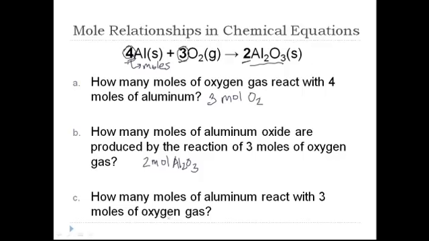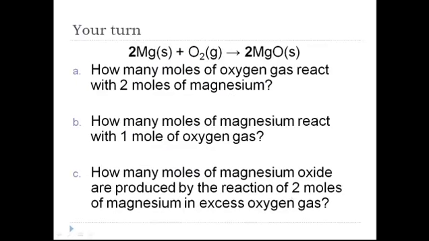Last one, how many moles of aluminum react with 3 moles of oxygen gas? This is exactly the opposite of question A. They're giving us 3 moles of oxygen gas, asking for aluminum, the answer is 4. So we write 4 moles of aluminum. Try 3 very similar problems on your own having to do with the reaction of magnesium burning in oxygen gas to produce magnesium oxide. Hit pause, come back when you have answers for all 3.